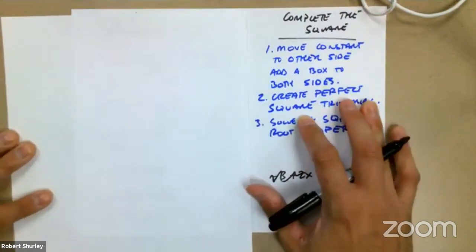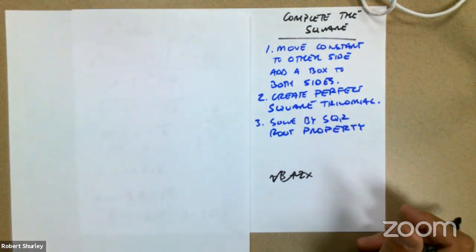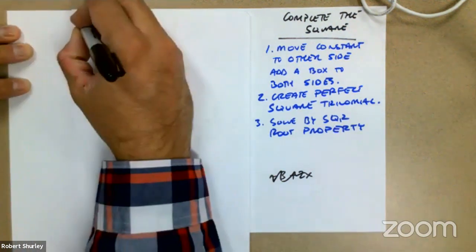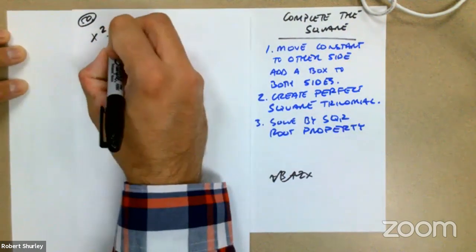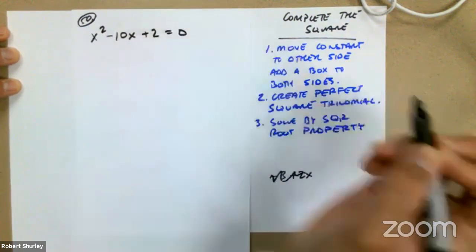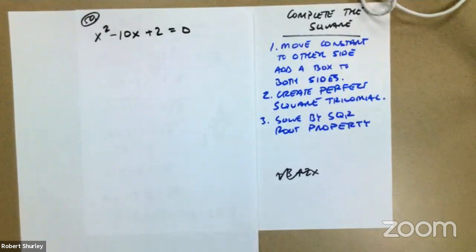Okay, so I want you to try this one. This is number 50 in the book. So 50. You get x squared minus 10x plus 2 equals 0. So try that one. X squared minus 10x plus 2 equals 0.